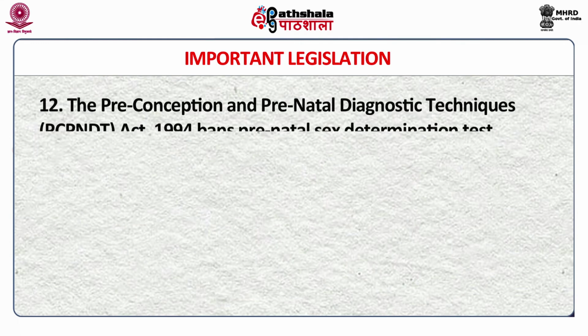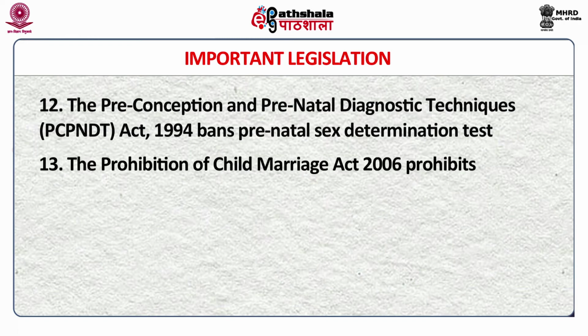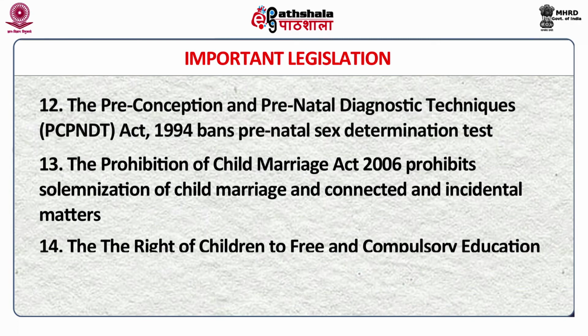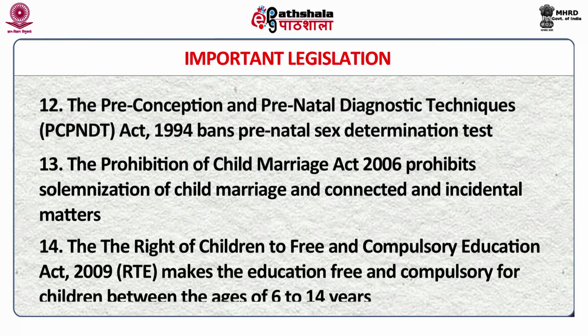The Preconception and Prenatal Diagnostic Techniques, that is PCPNDT Act 1994, bans prenatal sex determination test. The Prohibition of Child Marriage Act 2006 prohibits solemnization of child marriage and connected and incidental matters. The Right of Children to Free and Compulsory Education Act 2009, in short RTE, makes the education free and compulsory for children between the age of 6 to 14 years.